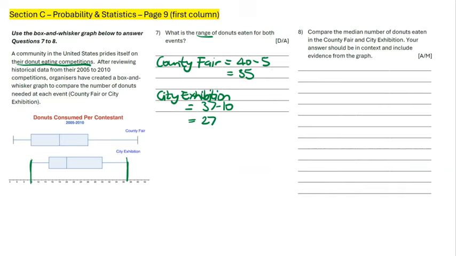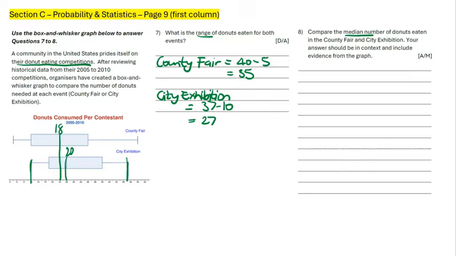So moving on to question number 8, we've been asked to compare the median number of donuts for each of them. I talked about this before. The median is the middle value. So if we have a look down here, we've got a median that looks like 18 up there for the county fair. And then we've got a median of 20 for the city exhibition. So by looking at them, we can see the median of the city exhibition is larger than the median of the county fair. So I now just need to put that in my sentences.